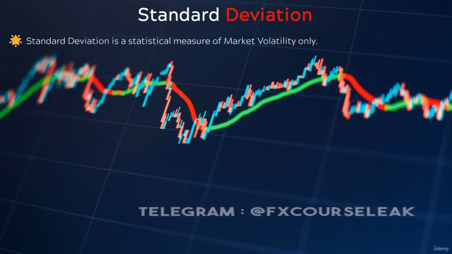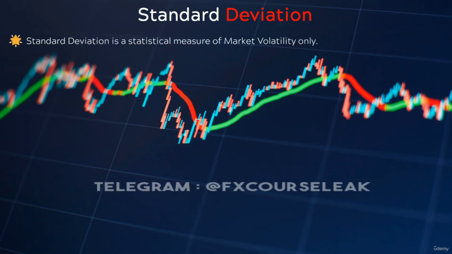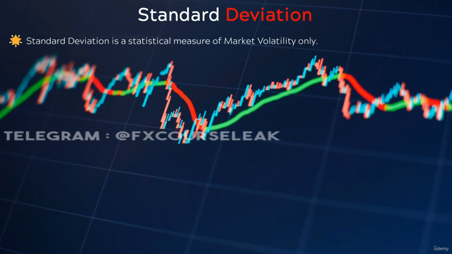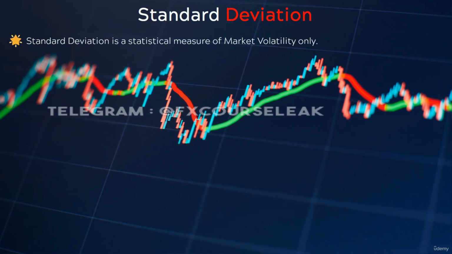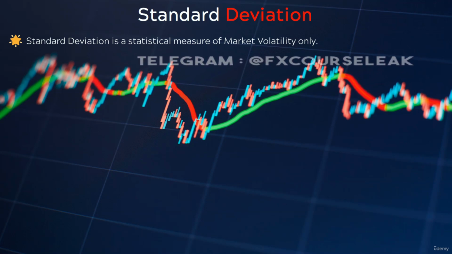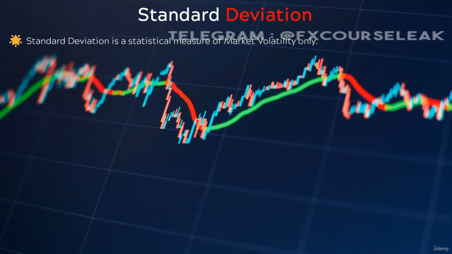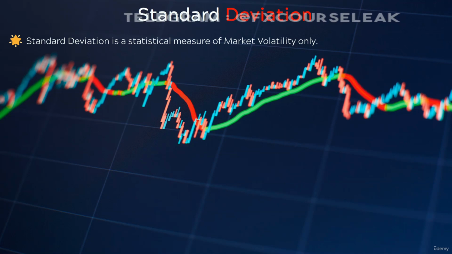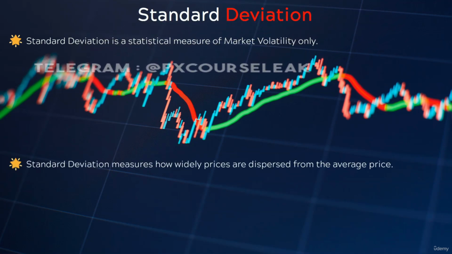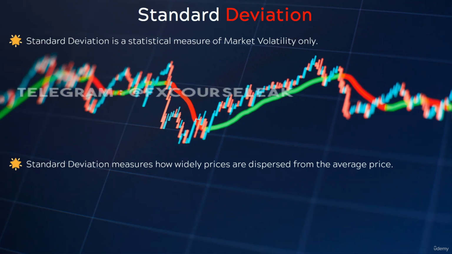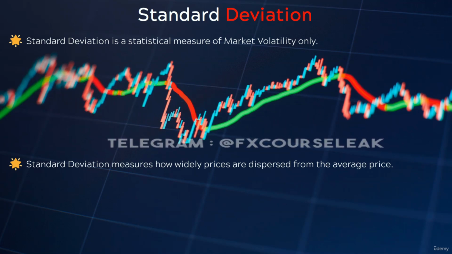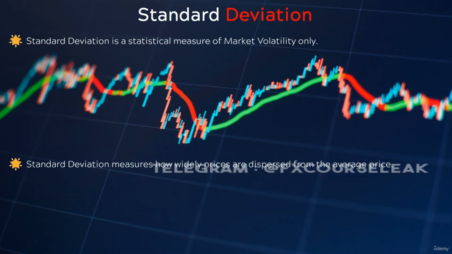Friends, I won't get into the mathematical formula of standard deviation at this point and how it's calculated, because it's not that useful for your trading. But I will explain what standard deviation is in simple layman language. So standard deviation is basically a statistical measure of market volatility only. This measures how widely prices are dispersed from the average price. Or you can also say this in another way, that standard deviation tells how spread out are the asset prices around the 20 period moving average.